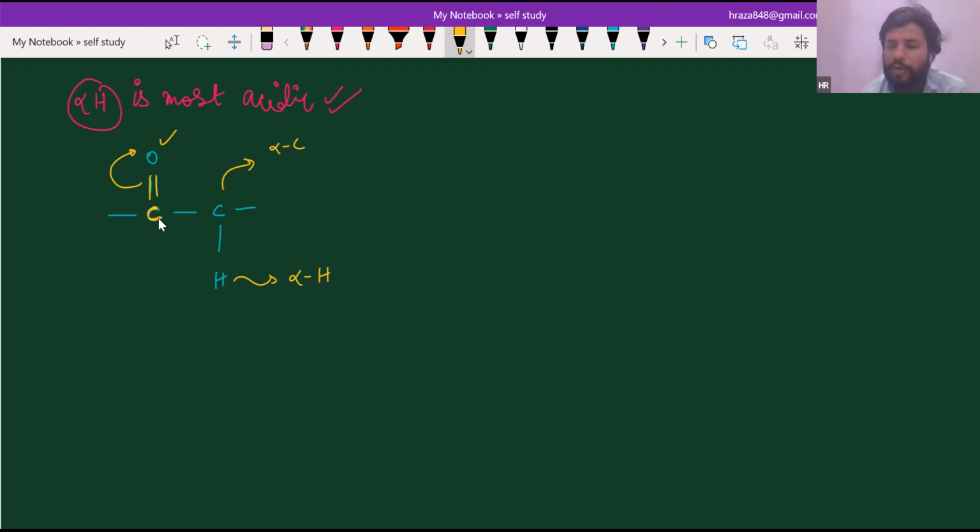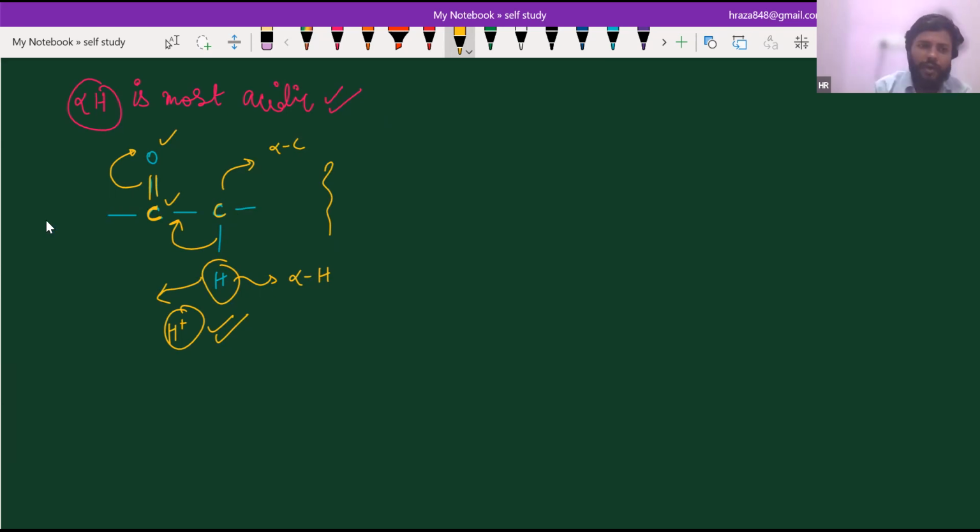So in order to stabilize itself, this carbon will help this carbon and this will take hydrogen's electron, and hydrogen will be released in the form of H plus. As soon as this H plus is released, that means it is acidic. So wherever alpha hydrogen is present, that hydrogen is the most acidic hydrogen. So this is the little concept behind why alpha hydrogen is most acidic. Is that clear to everyone?